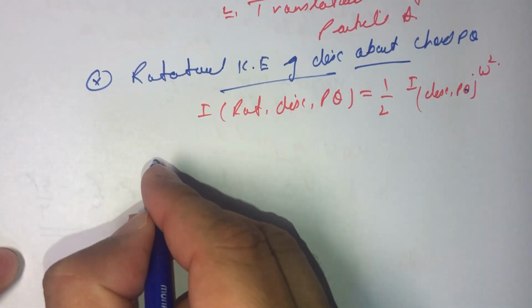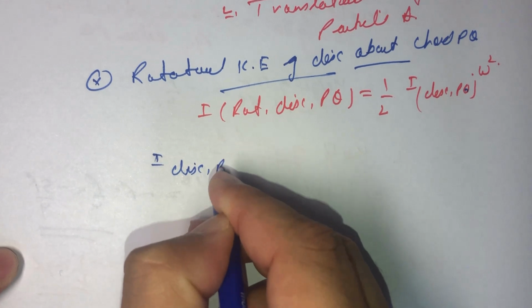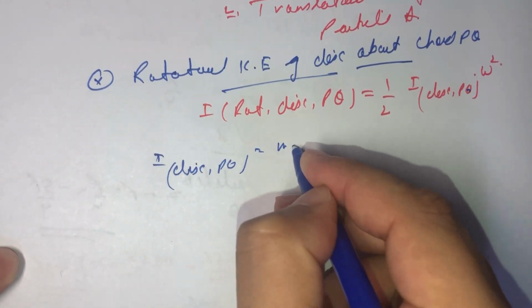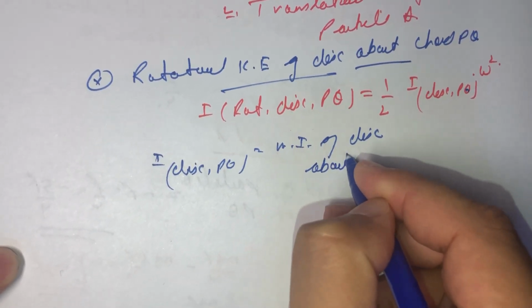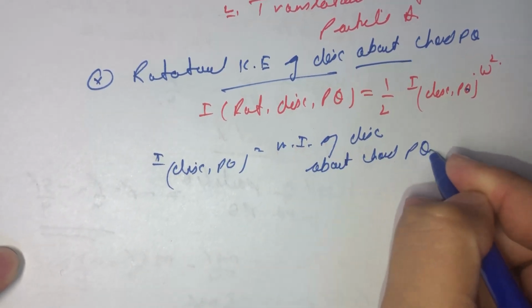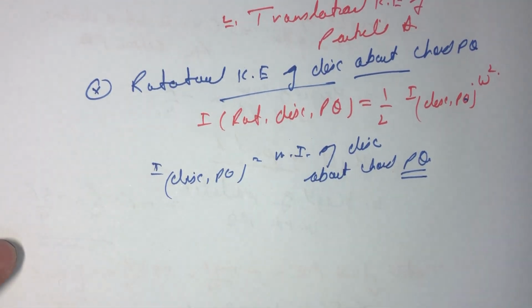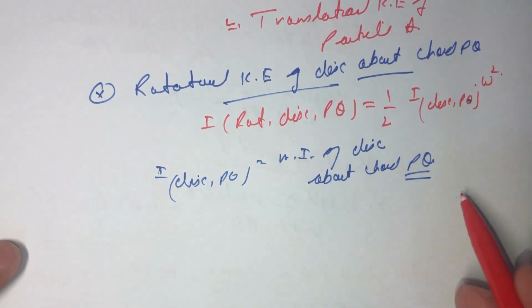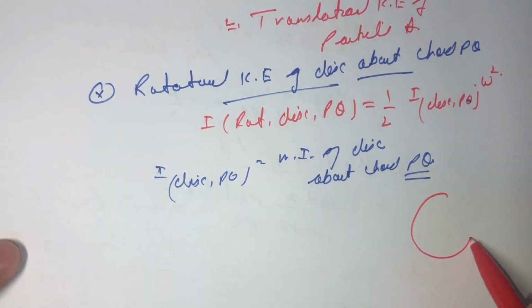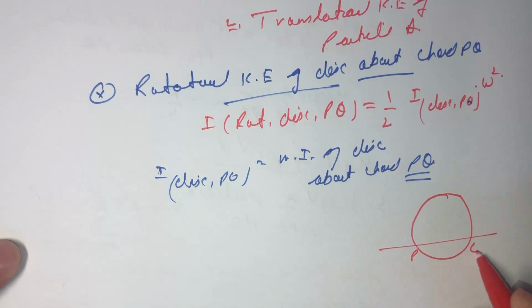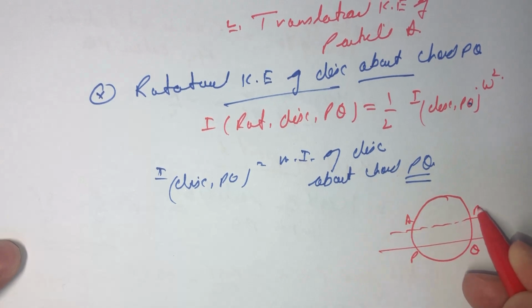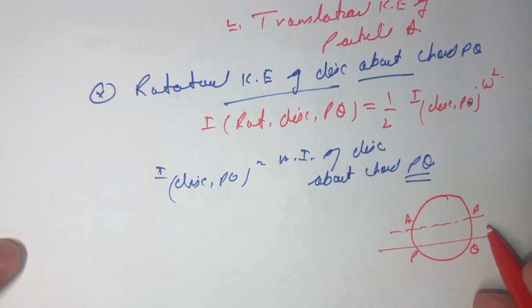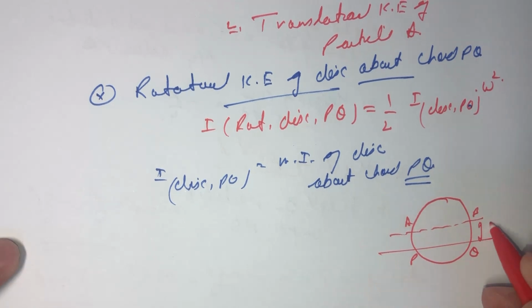This I disk PQ is the moment of inertia of the disk about chord PQ. So this is our disk, and this is our chord PQ, and this is our diameter. Let us suppose that is AB, and the distance between these two parallel axes is r by 4.